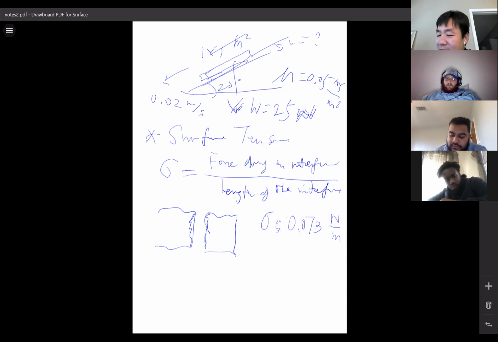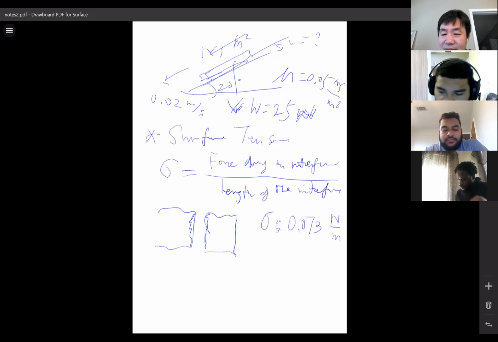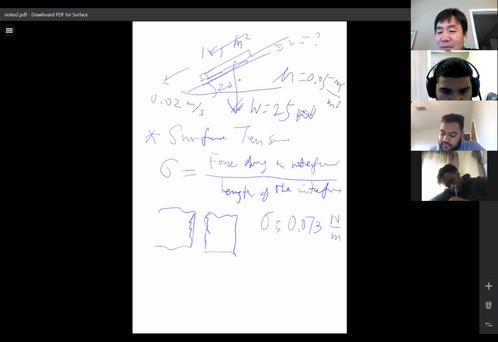Density of water. What is the density of water? Plus, you need to have the unit. What is the density of water? Anybody? 1,000 kilograms per meter cubed. That's right. 1,000 kilograms per cubic meter, right? Those things are easy to memorize. So just remember.